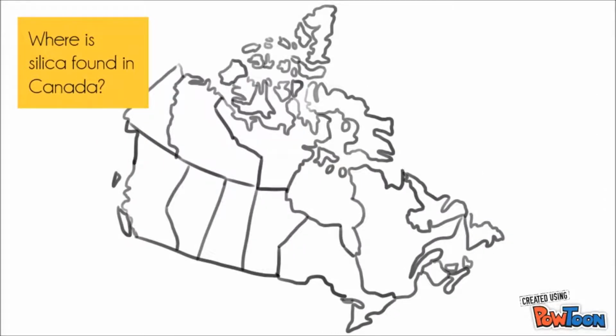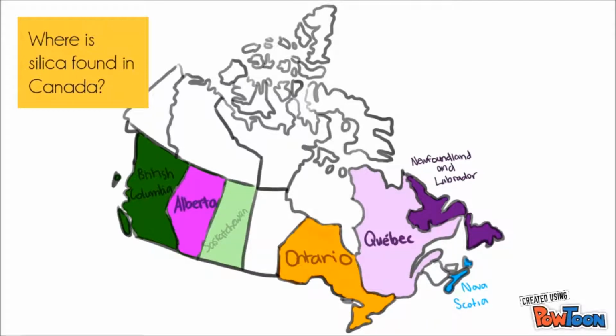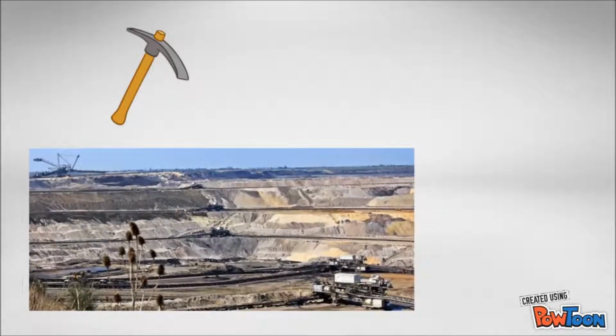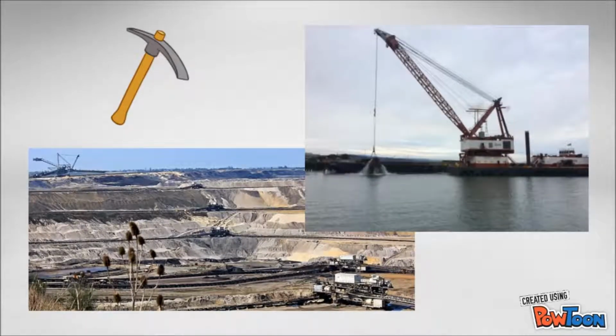Silica is mined in many provinces in Canada, including Quebec, Ontario, Alberta, Saskatchewan, British Columbia, Nova Scotia, and Newfoundland and Labrador. Canada produces over 2 million tons of silica every year. To get silica out of the ground, workers use open-pit mining to extract the mineral. Dredge mining is used to dig out the silica that is found underwater.